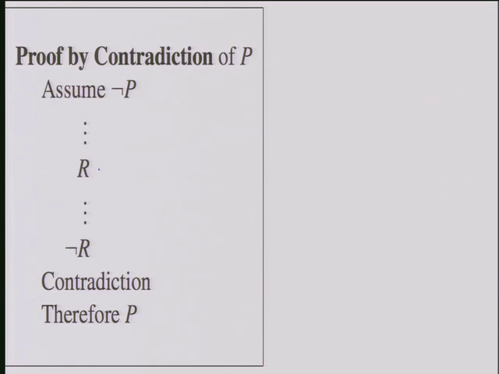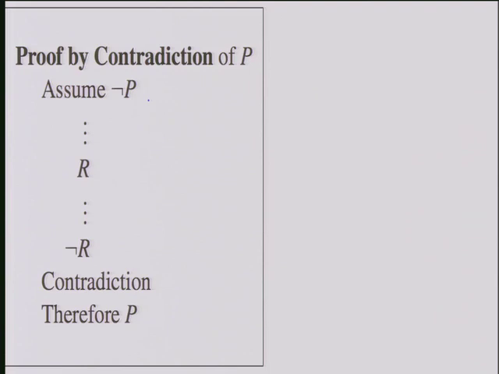Something R, which is unrelated to what you were trying to prove. And then sometime later you prove not R. And now you say there's a contradiction, because you cannot have both R and not R follow from not P. And therefore, it must be the case that not P was false, and therefore P is true. Okay, so let me try to show you why this follows.